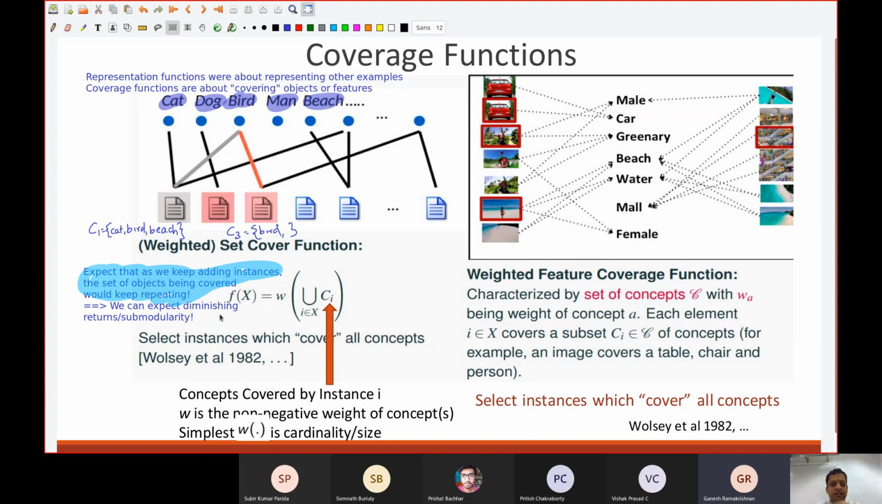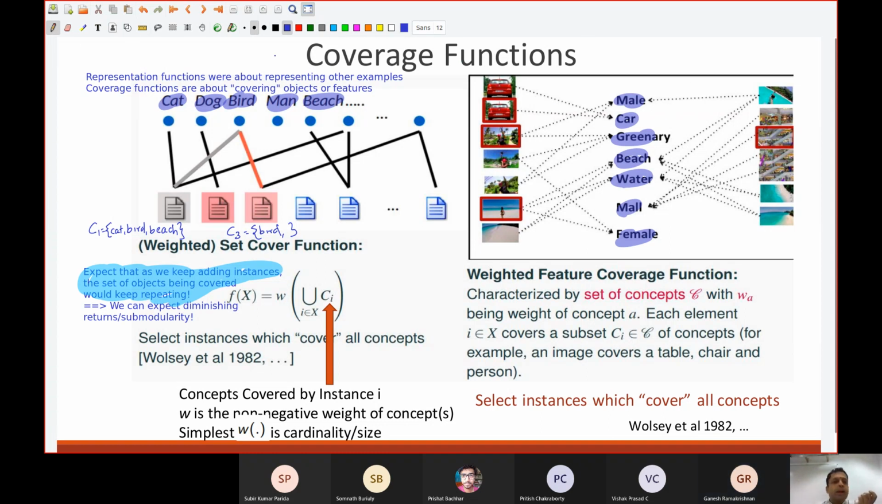Okay. In addition, we can also assign weights to concepts. So here again, I can say that the male is there. All these are concepts: male, car, greenery, beach, water, mall, female, etc. Now, it could be that certain concepts are more important than certain other concepts, right?